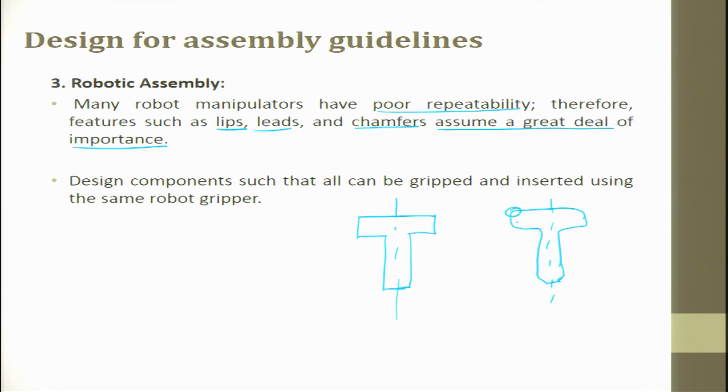So, you see here rounding happening here, and then chamfer happening here. All these things are given such that it exactly goes and locates very easily. So, the part design has to be changed, right. Design components such that all can be gripped and inserted using the same gripper. So, the diameter has to be uniform for almost all parts, so that the gripper can easily hold and drop.